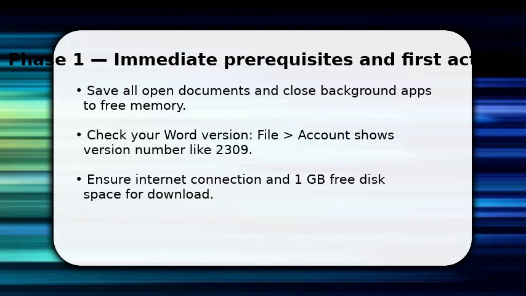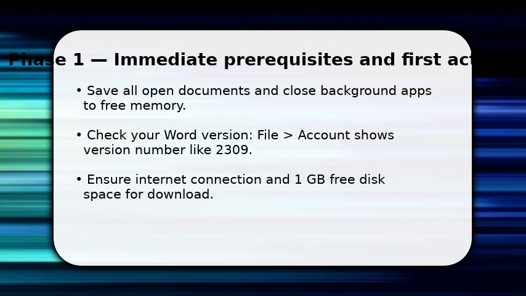You begin by saving work and closing apps so the update can run without interruption. Once done, open Word and go to File, Account to confirm the current version. This tells you if an update is needed.